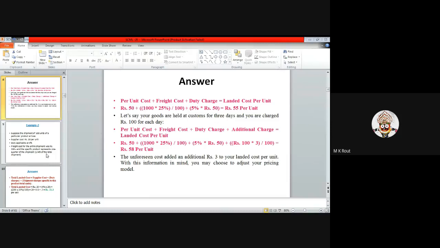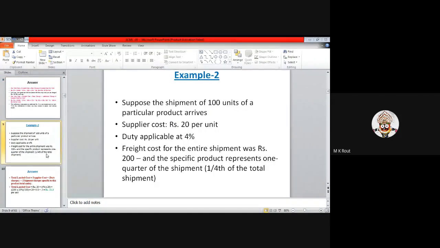Try to solve this one. Suppose a shipment of 100 units of a particular product arrives. The supplier cost is 50 rupees per unit. Duty charges are applicable at 4%. The freight cost of the entire shipment is 200 rupees. The specific product represents 1/4 of the total shipment. Calculate the landed cost.